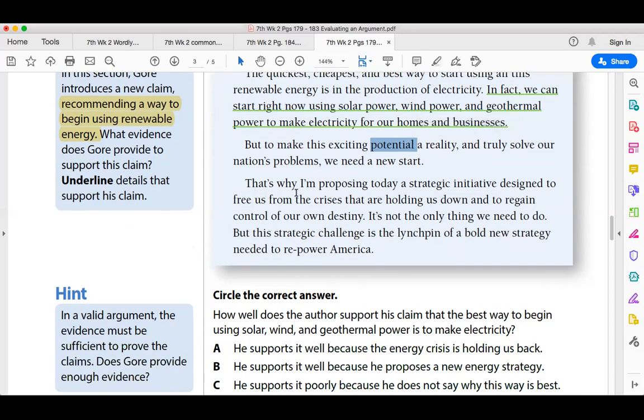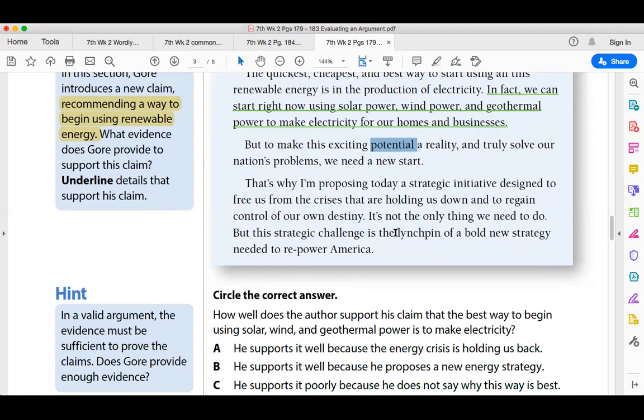So that's why I'm, Al Gore, proposing today a strategic initiative designed to free us from the crises that are holding us down and regain control of our destiny. It's not the only thing we need to do, but this strategic challenge is the linchpin of a bold new strategy needed to repower America.